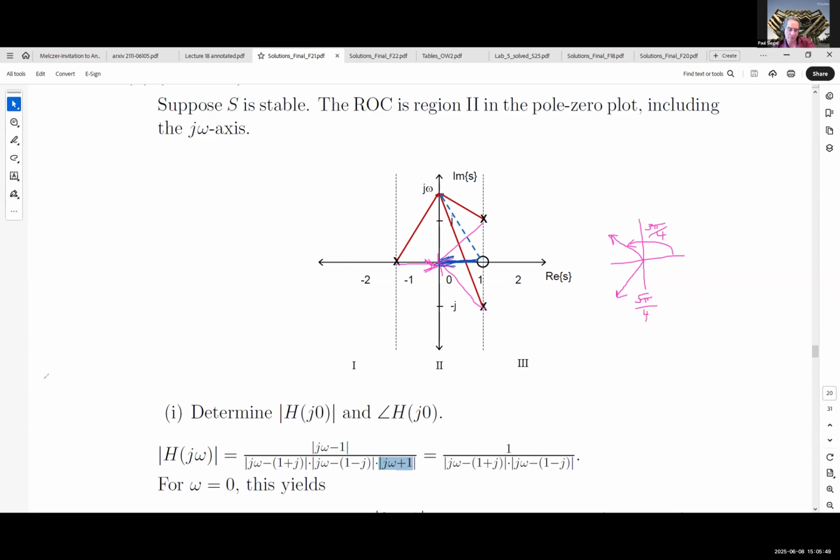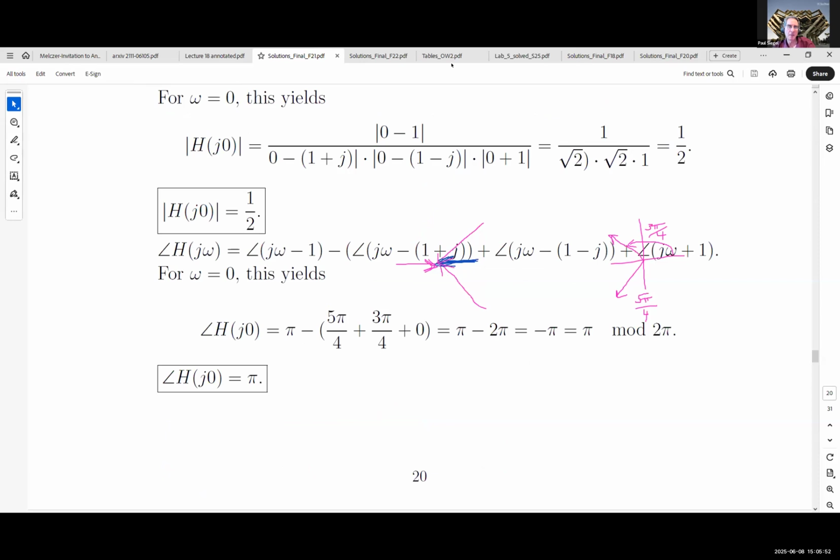So when we go down here, we end up with pi. That's from the blue guy. Pi minus the sum of, well, one of them was 0, one of them was 3 pi over 4, and one was 5 pi over 4. So when you add it all up, it becomes pi minus 2 pi, or negative pi. But of course, negative pi is congruent to pi modulo 2 pi. And you can always give the answer modulo 2 pi. So the answer turned out to be pi. Minus pi would be perfectly acceptable too. Okay, so that was the answer to that one.